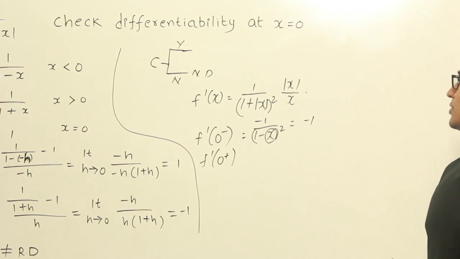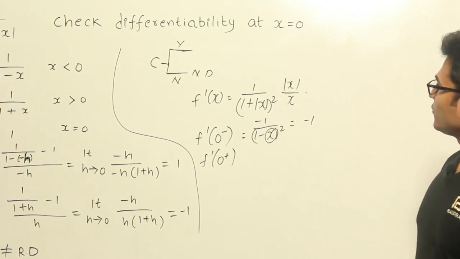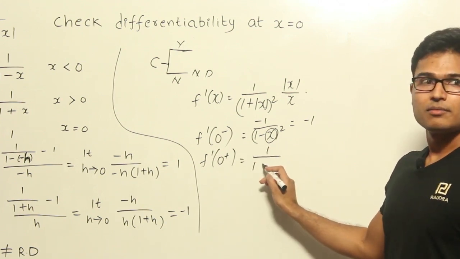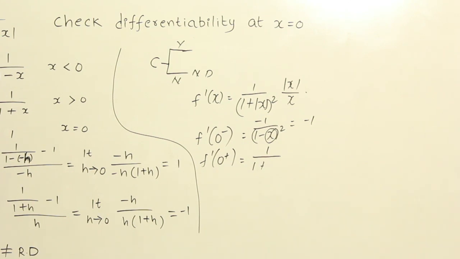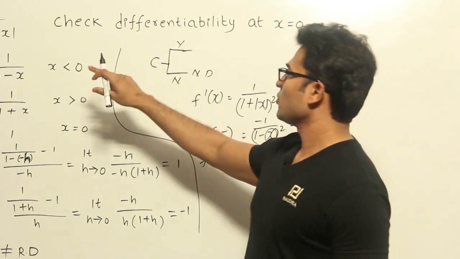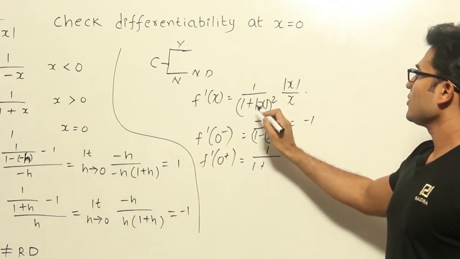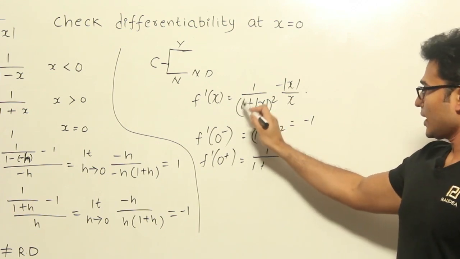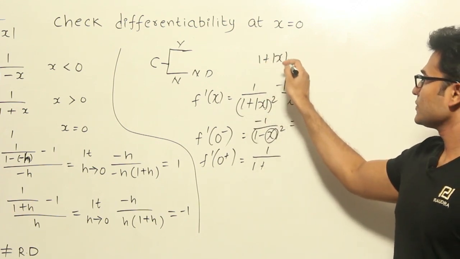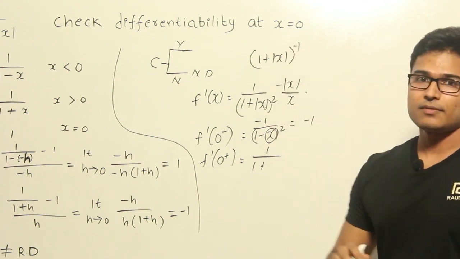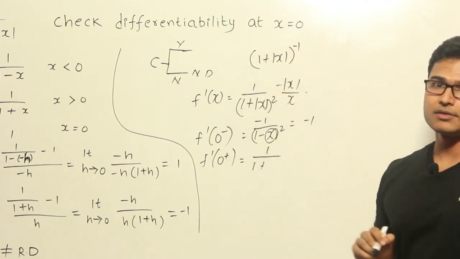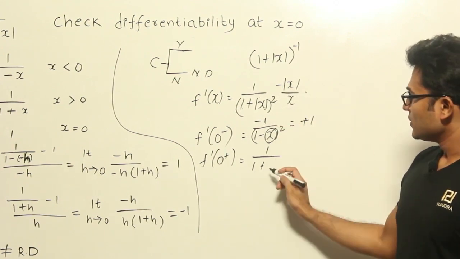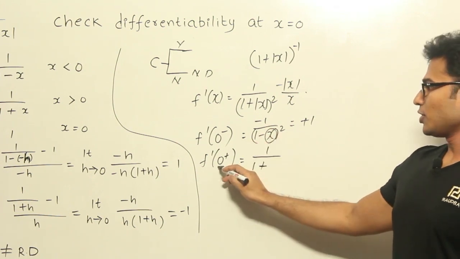Now let's try to find out the right derivative. So what will be the right derivative? The right derivative is going to be 1 by 1 plus mod x into this one. Why is it so? Because this has to be written as (1 plus mod x) whole power minus 1. Now when you differentiate it, you are going to get minus 1 in the beginning, right? So if you get minus here, you are going to get plus 1.